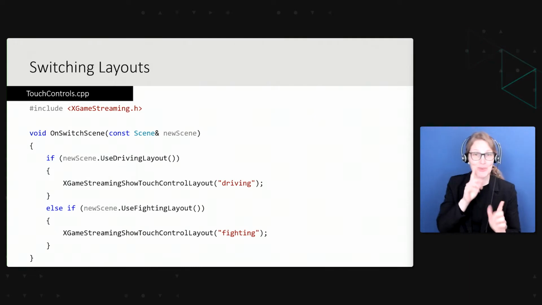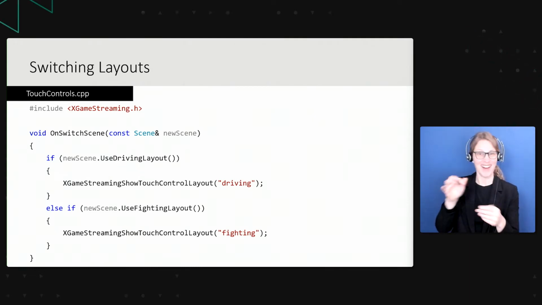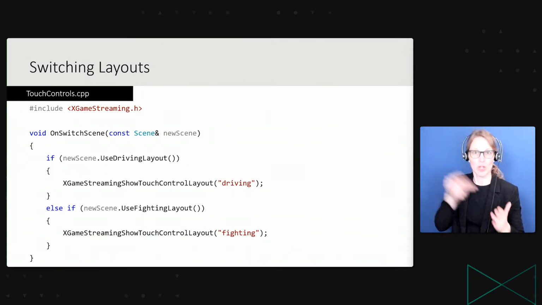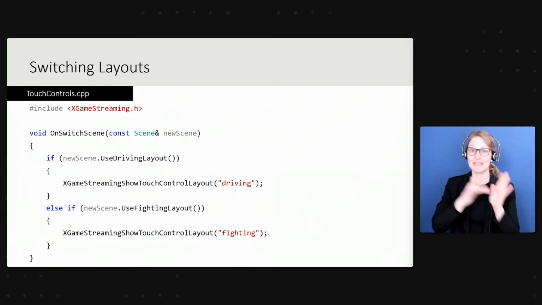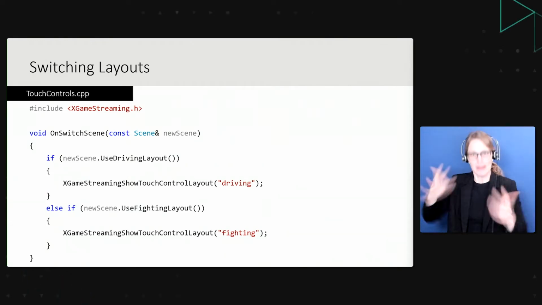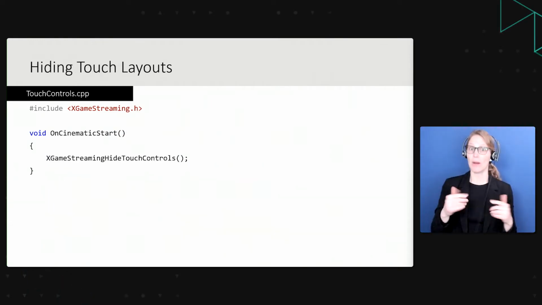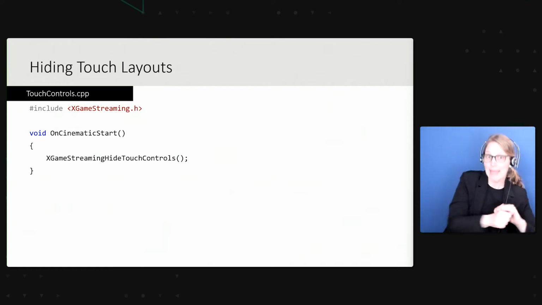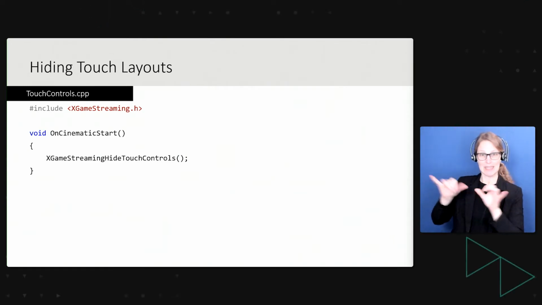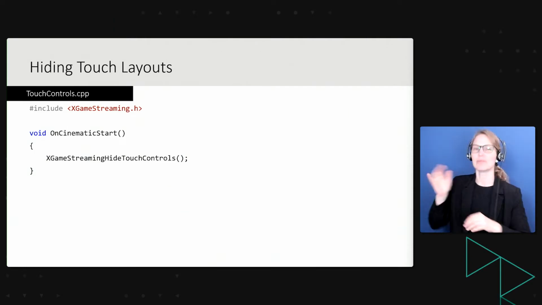You can notice here this really is just one line of code, fire and forget. You don't even have to check to see if you're streaming or if you're on a touch-capable device. In either of those cases, the API just acts as a no-op. The inverse, hiding the touch controls during a cinematic, or if you have a menu system which interacts with touch directly itself, is just as easy.